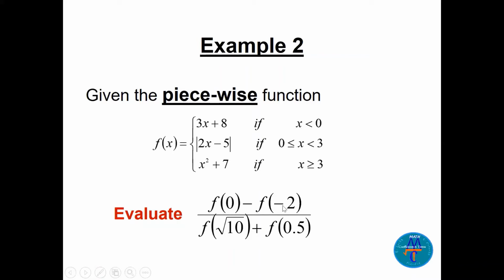Here, f of -2, where is -2? Less than 0, so -2 in the first one. So I put -2 here. 3 times -2 plus. You can continue, please, and find the answer.